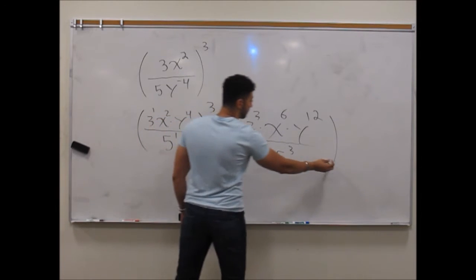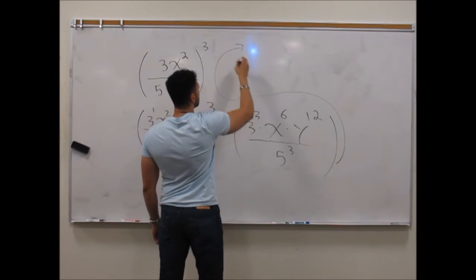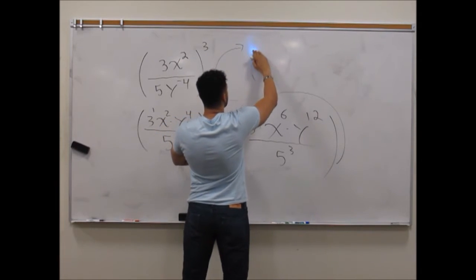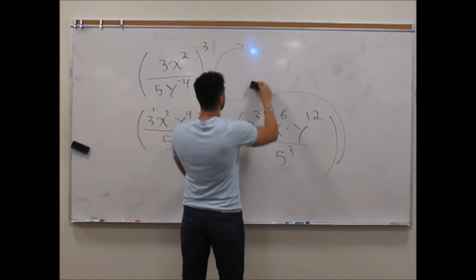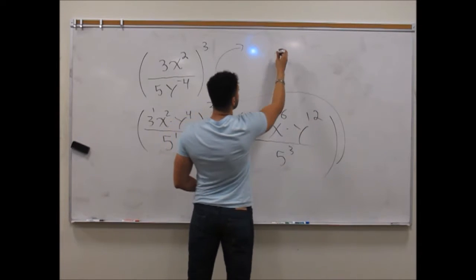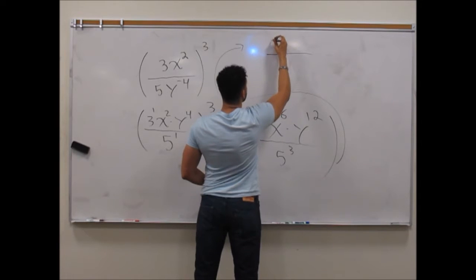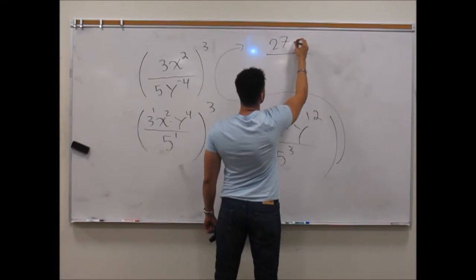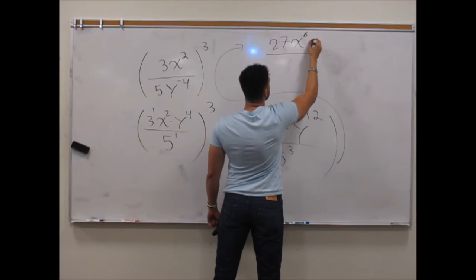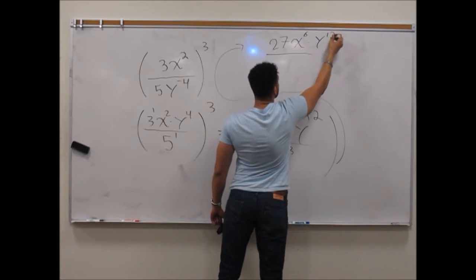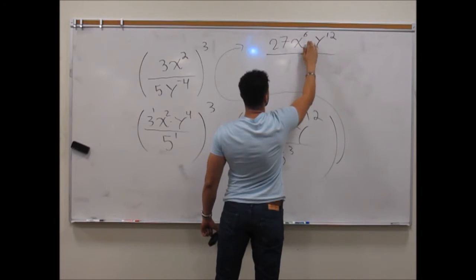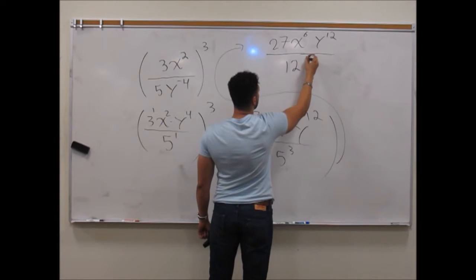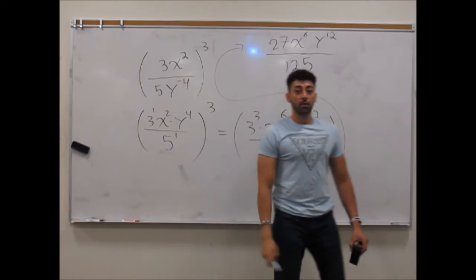So I'm just going to take this guy up here. So 3 cubed would be 27, and I'm going to stop writing the parenthesis now. You can if you'd like, it's just not necessary anymore. So you get 27 on top, x6, y12. And then 5 to the 3rd power would be 125. So that's what I got.